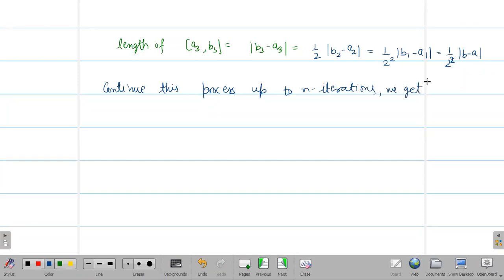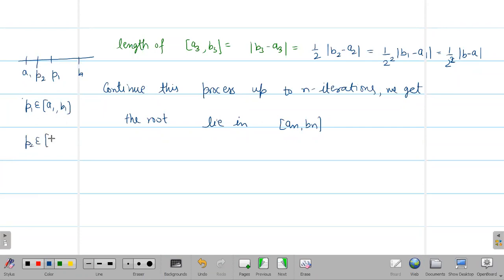So what you got? That the root lie in An and Bn. So after nth iterations, we got this interval in which our root lie. Okay. So here you can see we have taken A1, B1 here. So then we have taken P1 as a midpoint of these two. So P1 belongs to A1, B1. Then suppose I got this as A2, B2. Then I take P2. So P2 belongs to A2, B2. So this way, if I write Pn, that belongs to An and Bn.